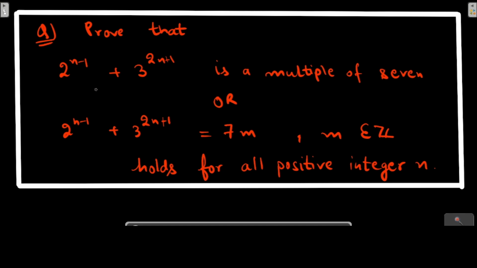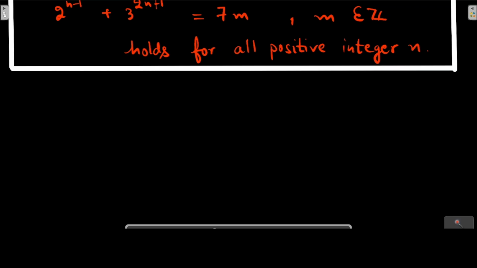The 2 to the power of n minus 1 plus 3 to the power of 2n plus 1 is a multiple of 7, or we can put that in this manner, that a multiple of 7 just means 7m, where your m belongs to Z. So let's start our proof.